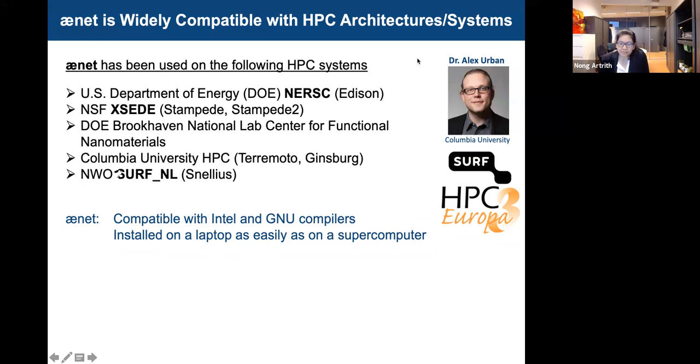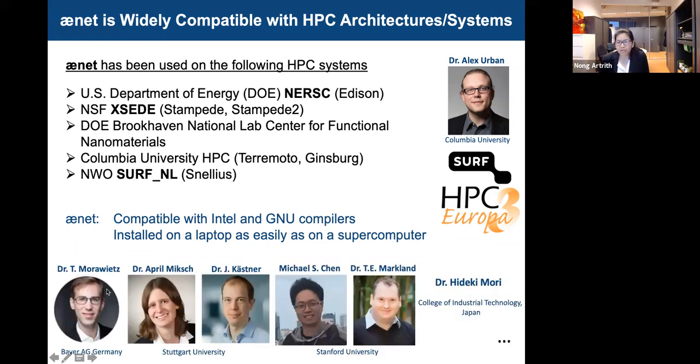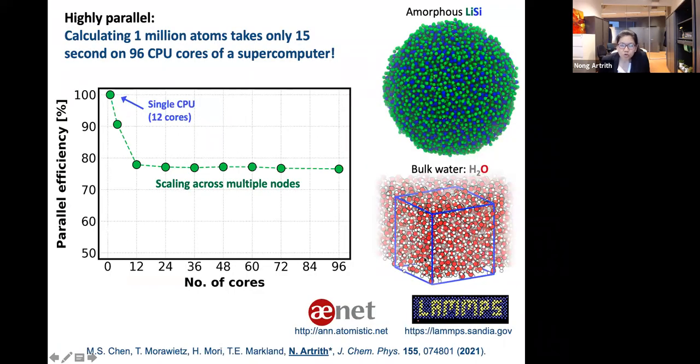And not only show that ANIT can run really efficiently, we also implement and develop further with many different features in ANIT. Together with April and Johannes, we developed the Taylor expansions, and also together with Dr. Molawitz and Michaels and Professor Markland and also Dr. Mori implemented ANIT LAMS. Just briefly to show you how highly parallel ANIT and also LAMMPS are.